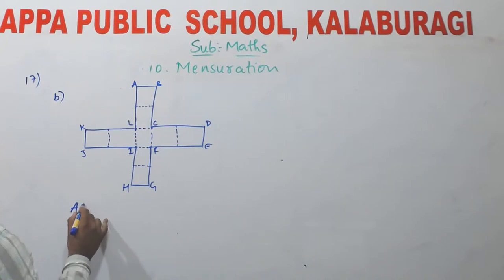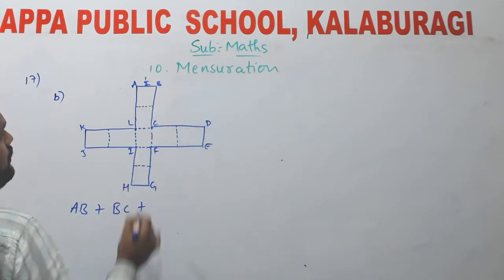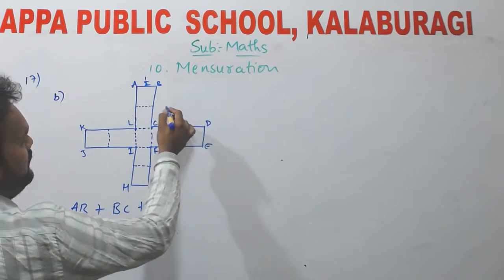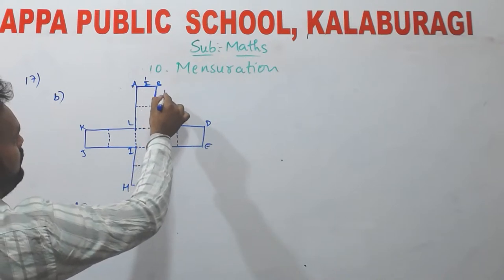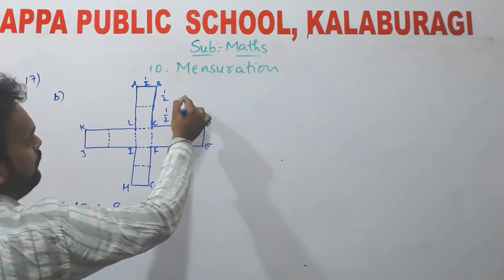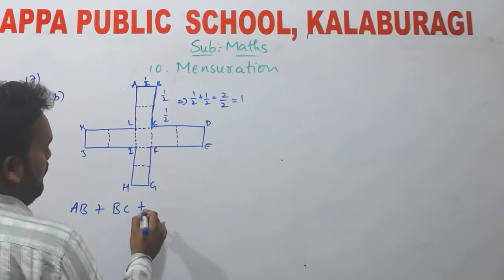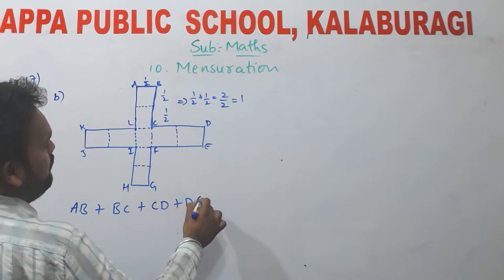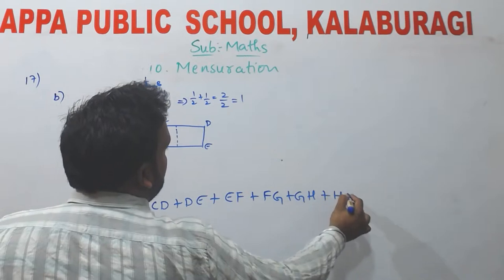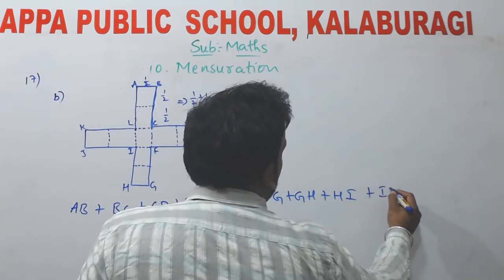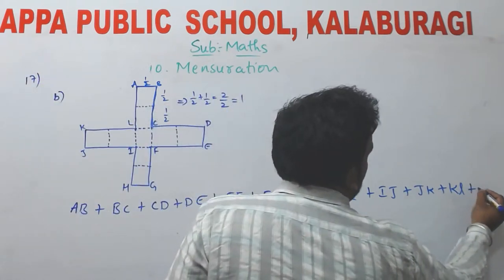Now, you know, perimeter is the sum of all the sides: AB plus BC plus, you know, each side is how much? 1/2 meter. See, here 1/2, 1/2. Here AB is 1/2. Okay, here to here 1/2. Therefore, 1/2 + 1/2 is 2/2, which means 1. Now AB plus BC plus CD plus DE plus EF plus FG plus GH plus HI plus IJ plus JK plus KL, then LA.